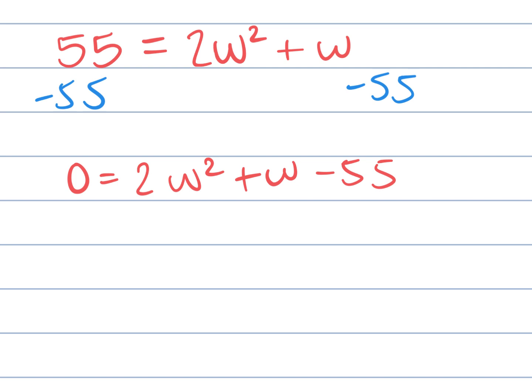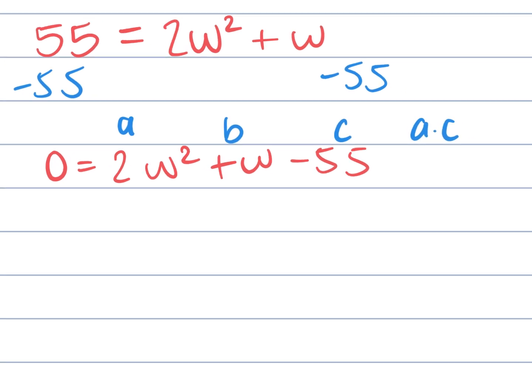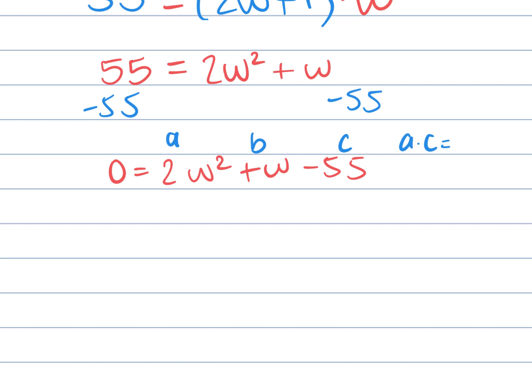A times C. So let's do A, B, and C. A times C. That'll be 2 times negative 55, right? Which I think is what? Negative 110? Okay, what do I do next? What times what gives me negative 110? And what plus what gives me 1?